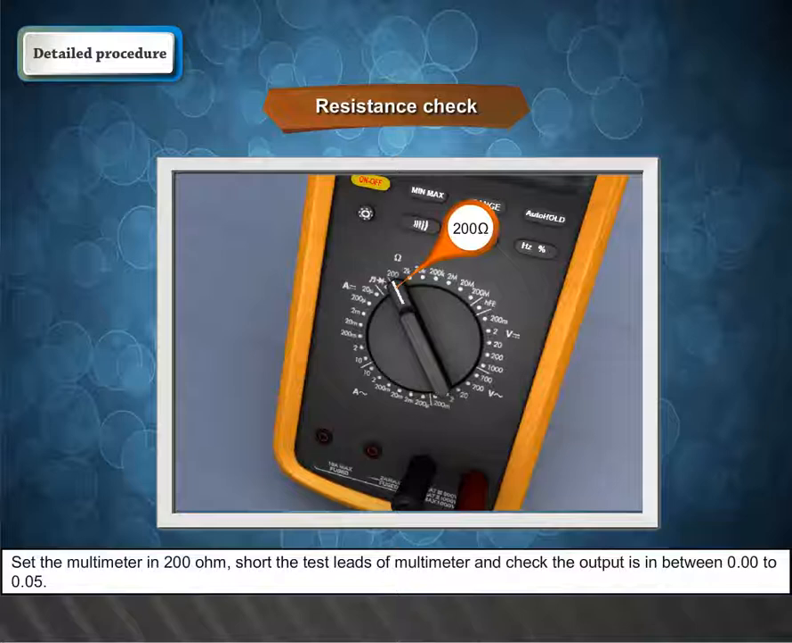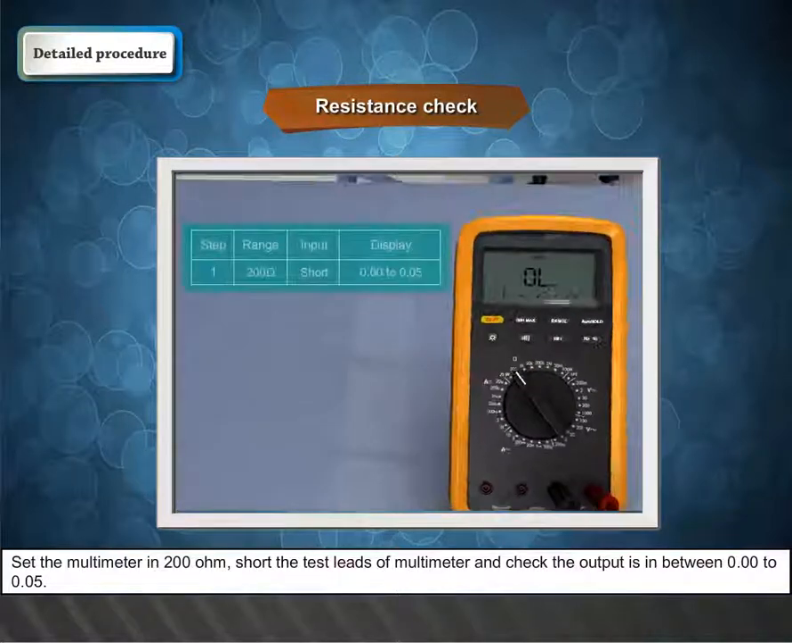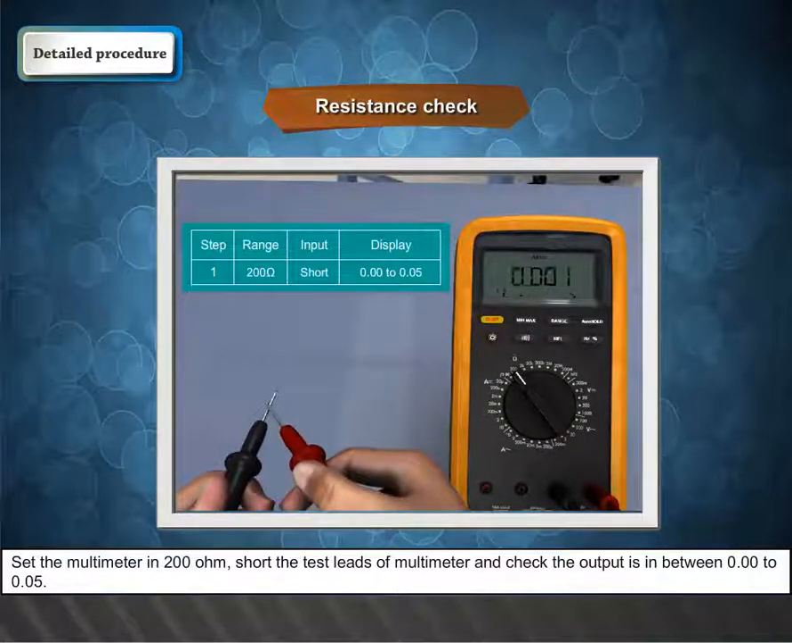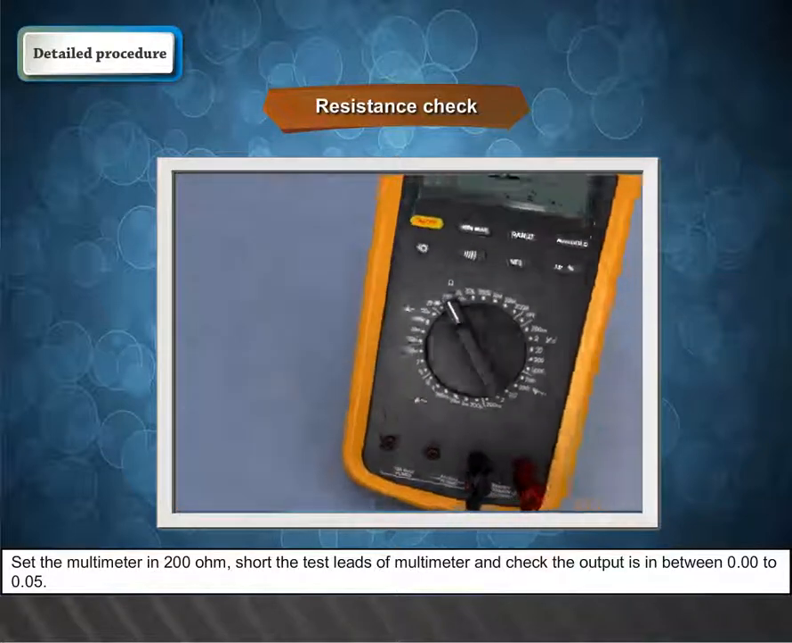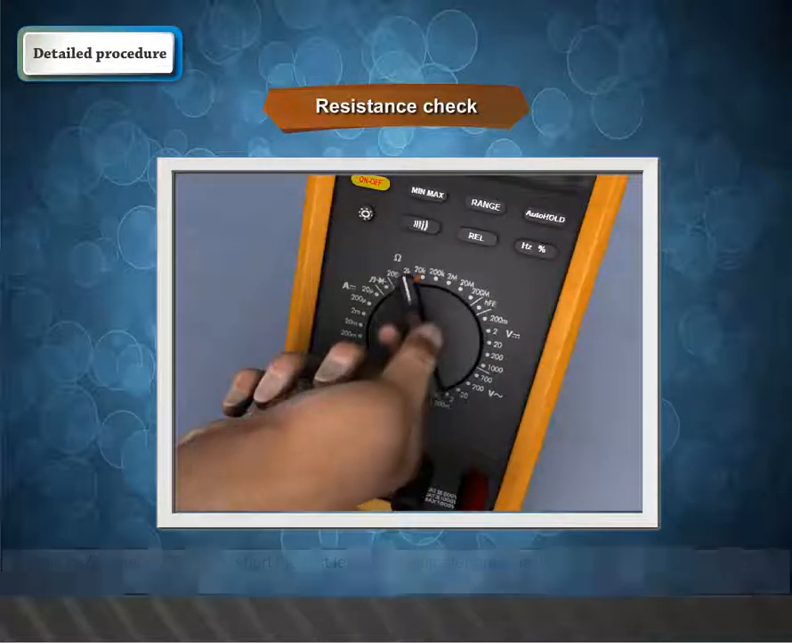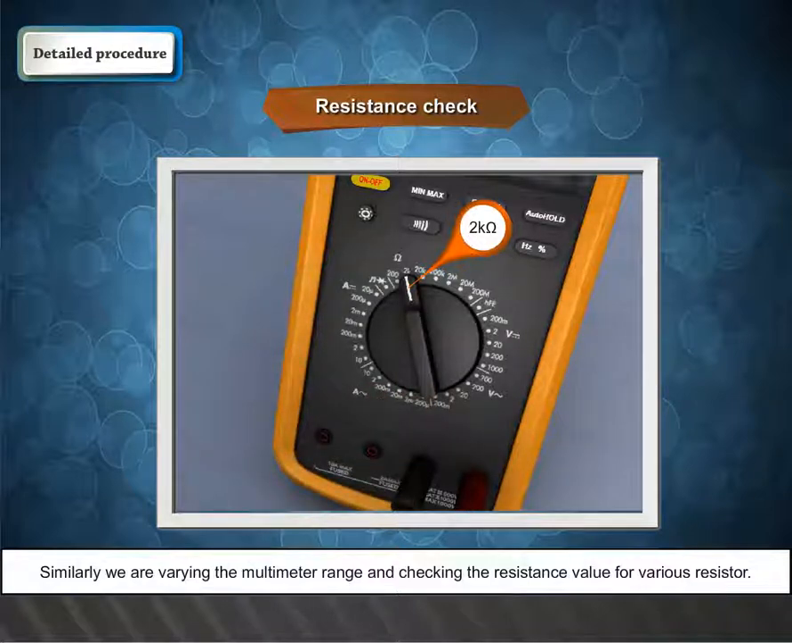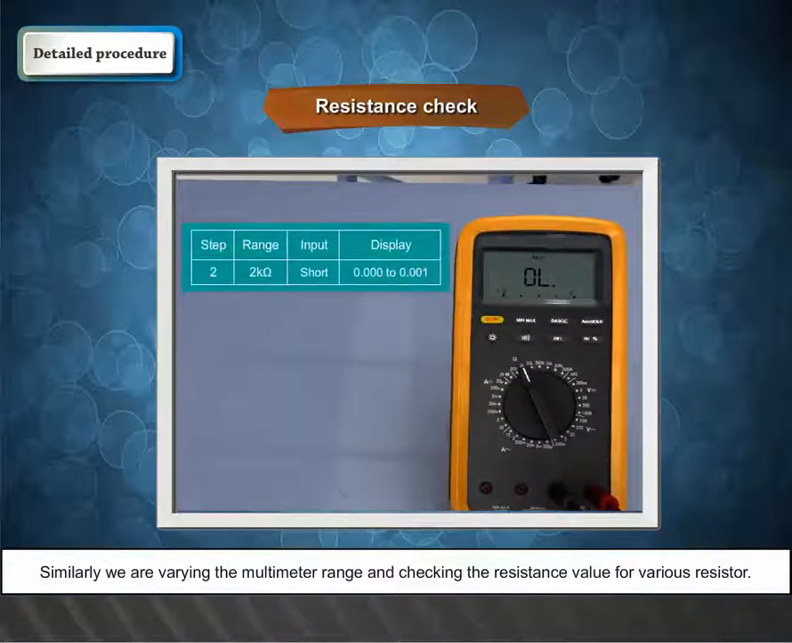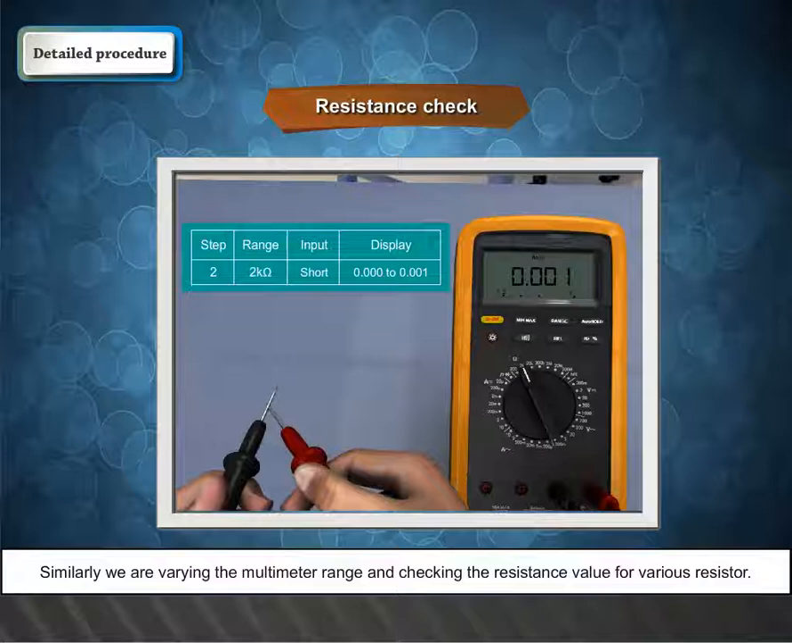Set the multimeter in 200 ohm. Short the test leads of the multimeter and check the output is in between 0.00 to 0.05. Similarly, we are varying the multimeter range and checking the resistance value for various resistors.